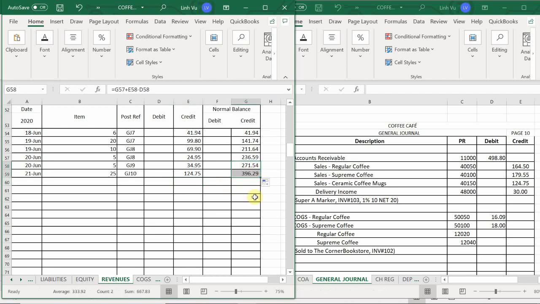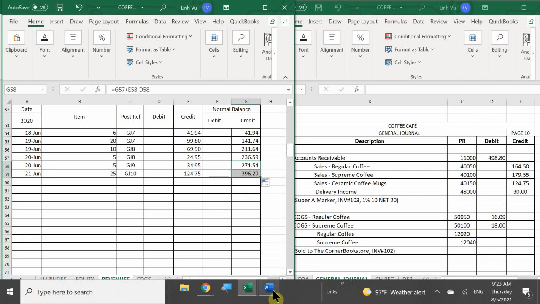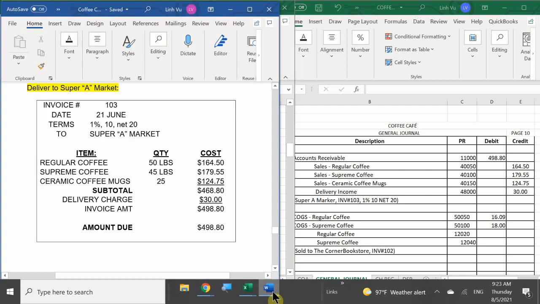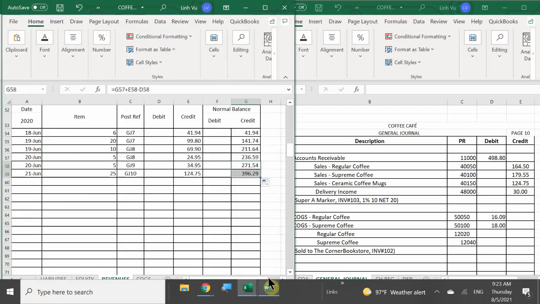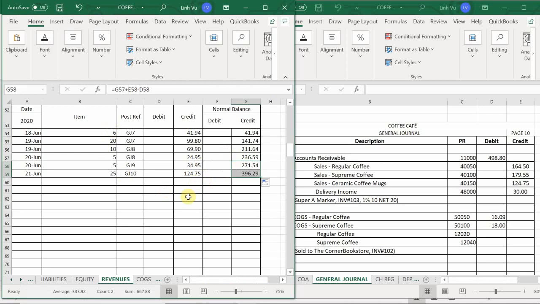396.20. Three. Yes. 28, 29. You got 29? I don't know, there must be some error. Okay, I put 74. It should be 75. Is it 74 or 75? I have 124.75. Let's check the invoice. Okay, now I got 29. Okay. 124.75. Good.